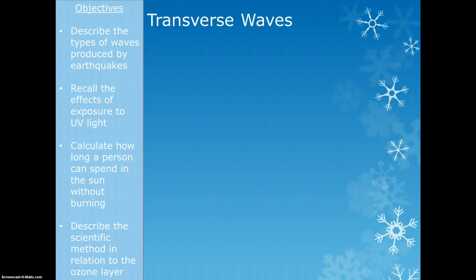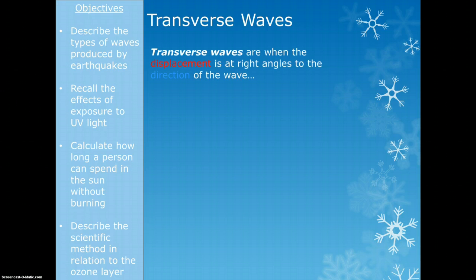So far in this unit we've been talking a lot about waves, and we need to know about two different types of waves in order to be able to do the rest of this unit. So I'm just going to introduce a little bit of terminology to you and see if we can get our heads around these different types of wave. First type of wave we need is a transverse wave. Now transverse waves are where the displacement is at right angles to the direction of the wave.